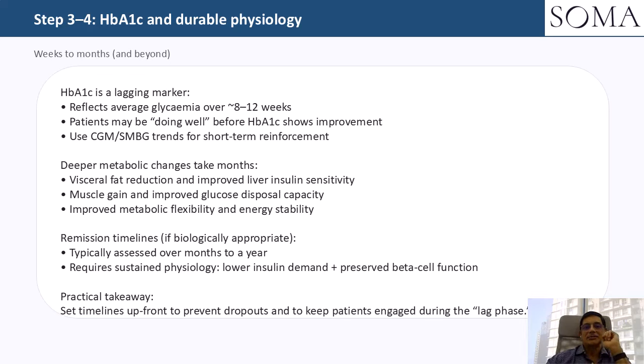So the clinical takeaway is simple. When patients know what improves first and what takes longer, they stop panicking, they stop quitting early, and they stay consistent. Setting realistic expectations is not just counseling, it is a core part of our treatment.